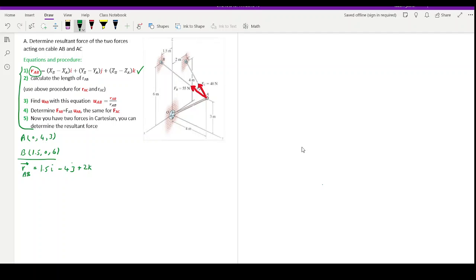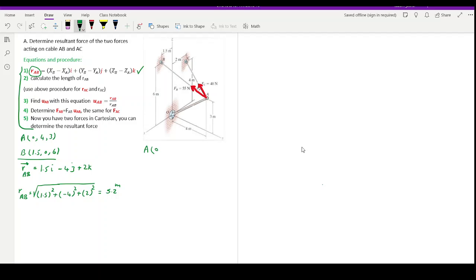k. Okay, now I can find the magnitude of rAB, for which I use the square root of squares. That's 1.5 squared plus negative 4 squared plus 2 squared. And I need to extend all the way to here, and if you solve it, that's going to be 5.2 meters.